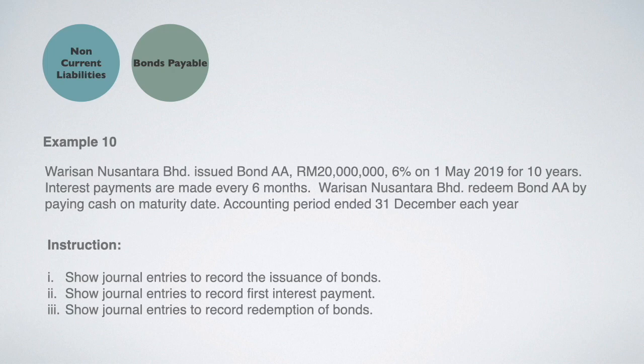Okay, we continue with an example for the next non-current liability, which is bonds payable. For example, here we have a company, Warisan Nusantara. It wants to borrow 20 million from many people. It issues a bond worth 20 million, 6% on 1st May of 2019 for 10 years. Please be noted that it says interest payments are made every 6 months. These are all important information you must know. One more thing, the accounting period ends 31st December each year. Okay, how do we record this one?